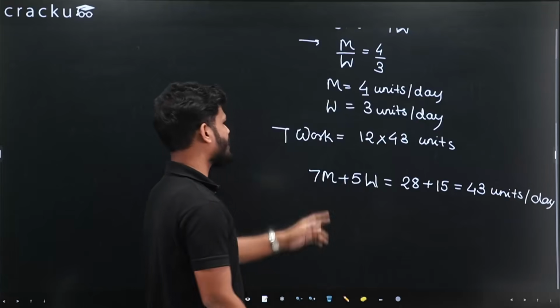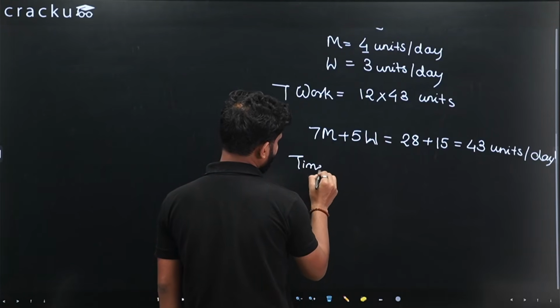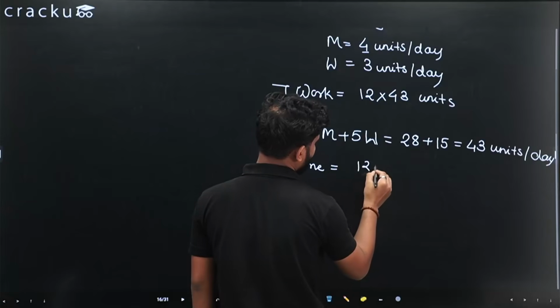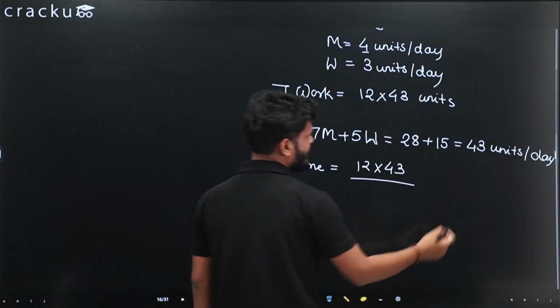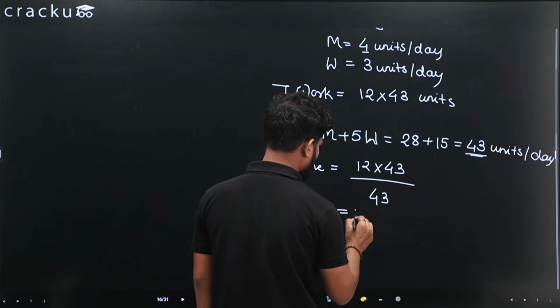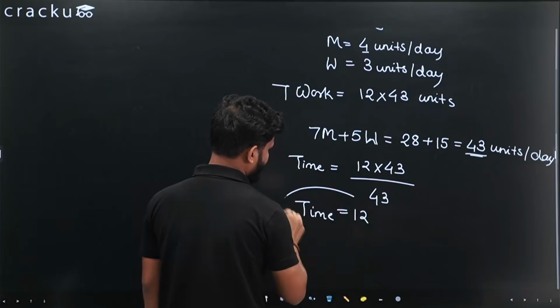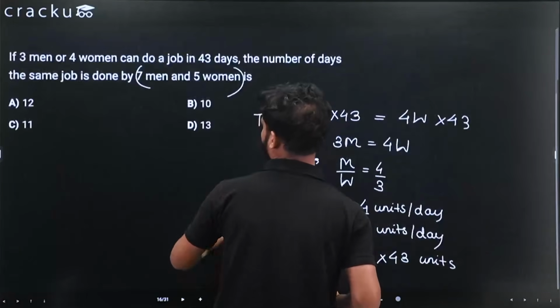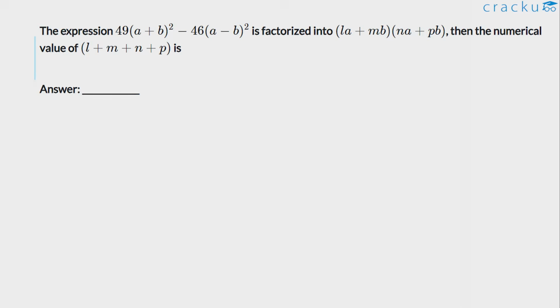And what is the total work? Total work is this. So time taken will be total work, which is 12 into 43 units, divided by the combined efficiency. Combined efficiency is 43 units. This will give you 12. So this group will take a total of 12 days to complete the work. Hence, option number A is the correct answer.